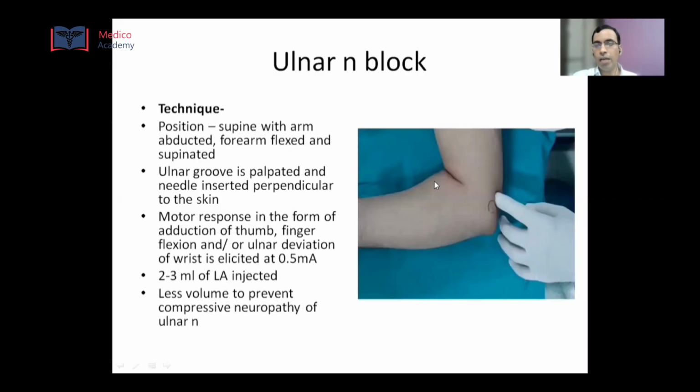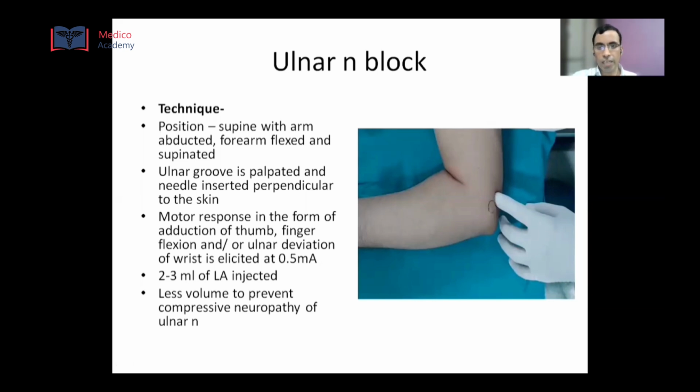For giving a landmark guided ulnar nerve block, the patient is placed supine with arm abducted and forearm flexed and supinated. The medial epicondyle is palpated. The ulnar groove lies just posterior to the medial epicondyle. A needle is inserted in the ulnar groove perpendicular to the skin.